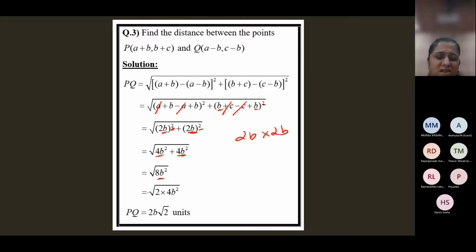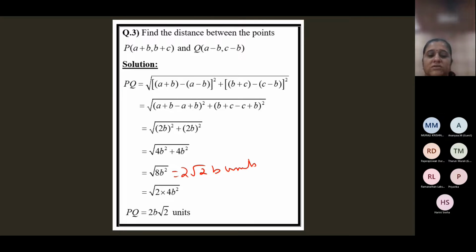Now you can see this step. I've worked it like this. You can write the answer directly also. Root of 8b square, which is 2 root 2b units. Because what is root 8? What is root 8, children? Root 8 is 2 root 2. And b square will come out as b units. You need not give this step also. You can write it as 2 root 2b units.